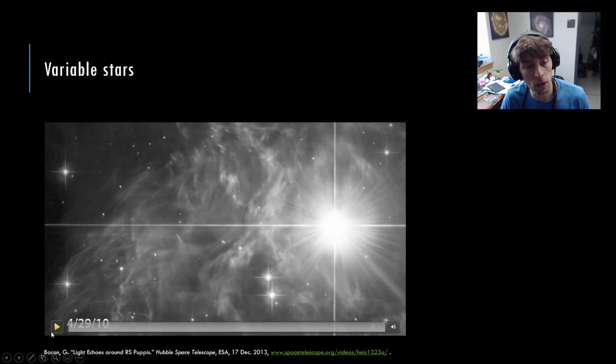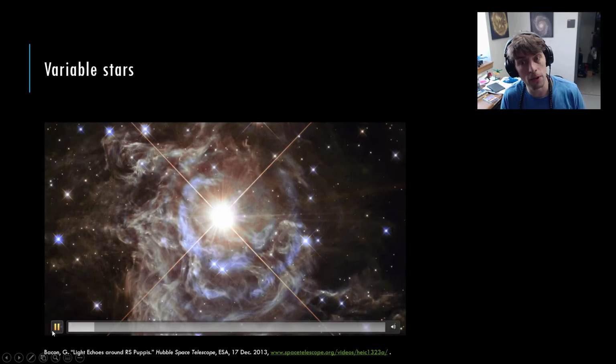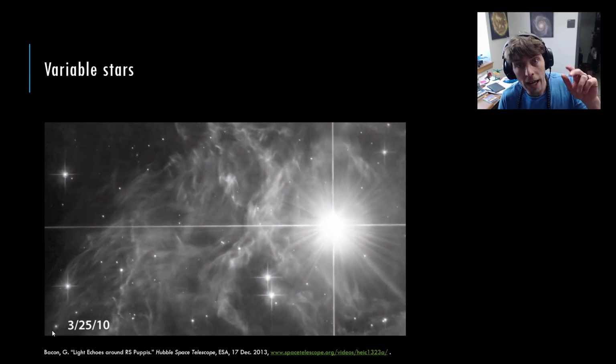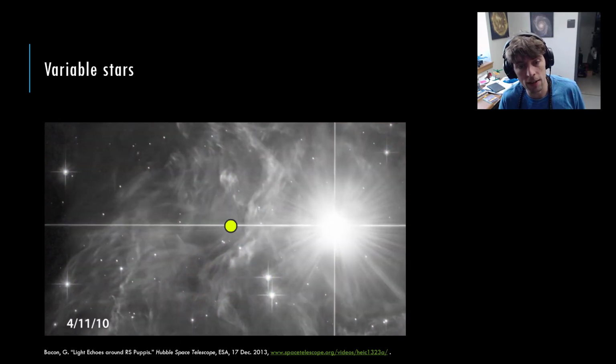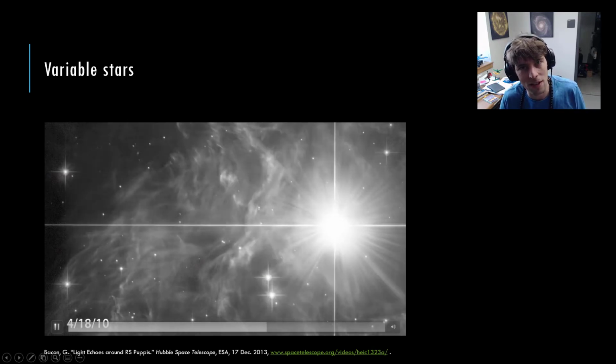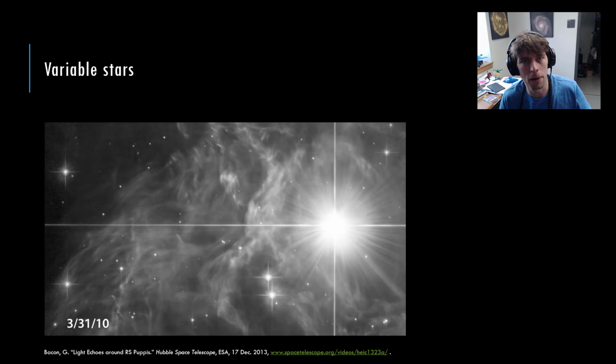So in this video, as the luminosity of the star periodically changes, you can see, if you will, waves of bright and dim light going through that cloud of gas. It almost looks like ripples in a puddle.